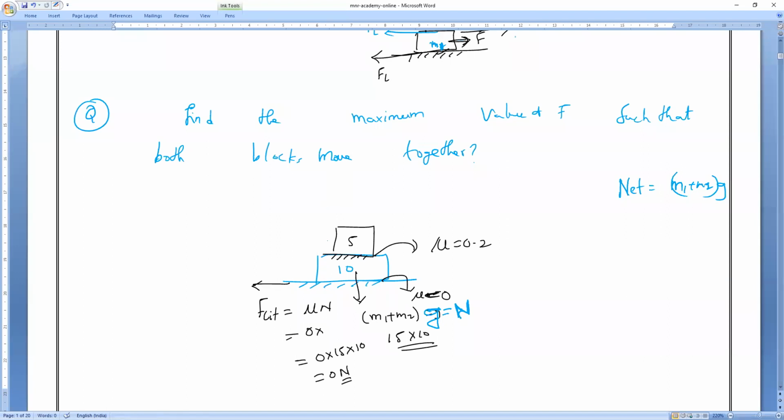Then in the same way, you have to find F limiting here. What is F limiting here? F limiting is equal to mu into N, where mu is 0.2. And the weight is 5 into G, which is equal to N. How much is the value? 10 newtons. Am I right or wrong?